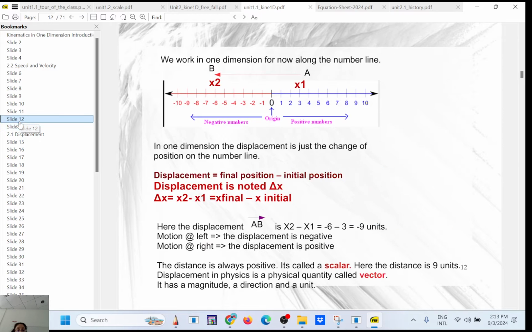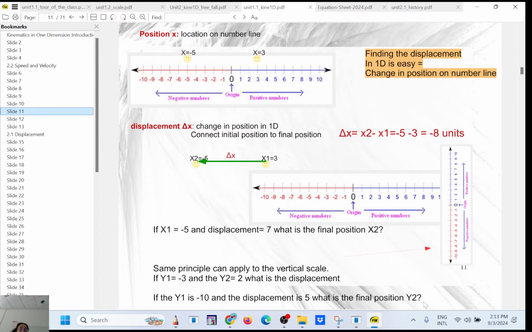Now the displacement, you could be moving up and down. Up will be positive and down will be negative, but it's the same idea. Displacement is the final minus initial.